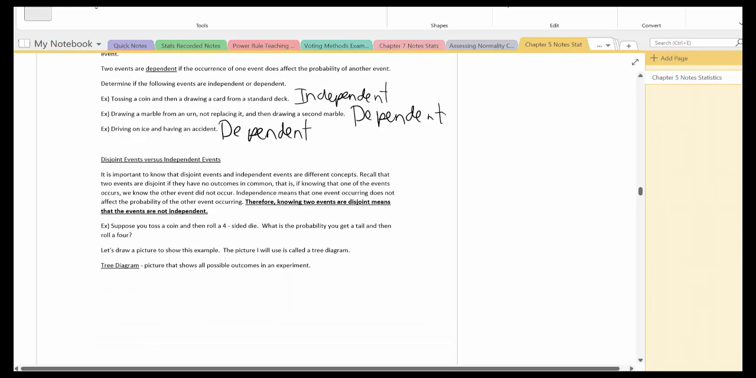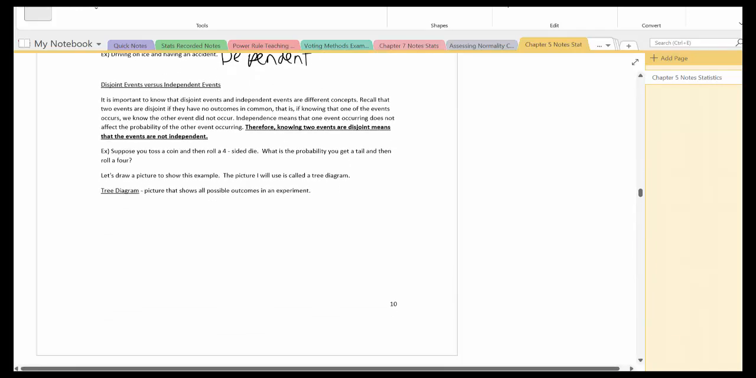Okay, let's go to an example. Suppose you toss a coin, then roll a four-sided die. What is the probability you will get a tail and then roll a 4? I'm going to draw what's called a tree diagram for this problem. This is a picture that shows all possible outcomes. Let's start with a coin.